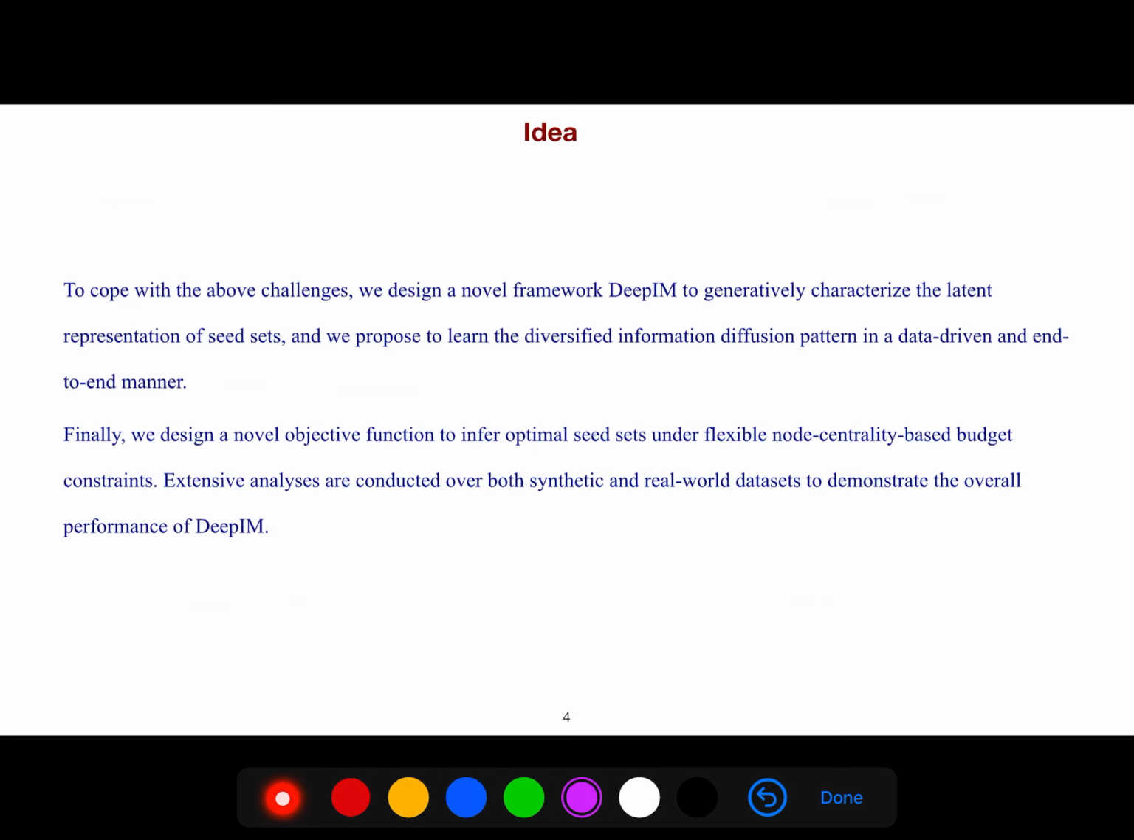To cope with the above challenges, we designed a novel framework, Deep IM, to generatively characterize the latent representation of seed node sets, and we propose to learn the diversified information diffusion pattern in a data-driven and end-to-end manner. Finally, we designed a novel objective function to infer optimal seed sets under a flexible node centrality-based budget constraints.